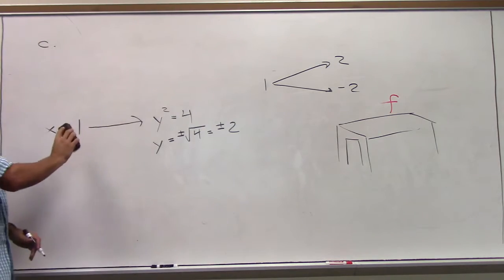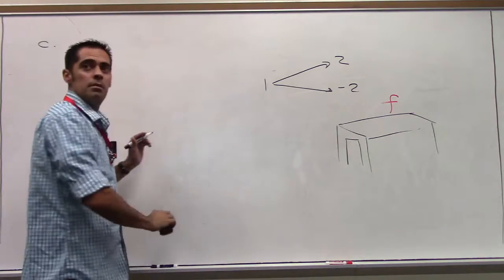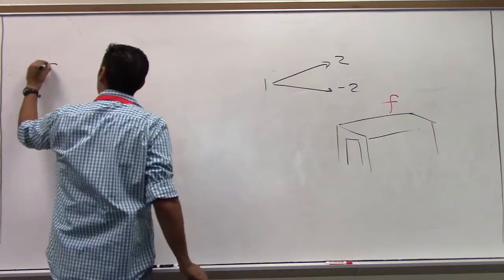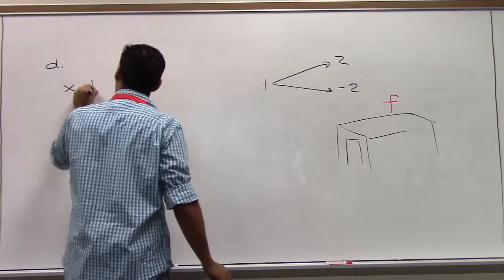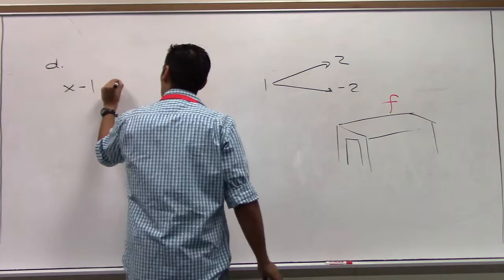Okay, what about D? X minus 1 equals y to the 4th.